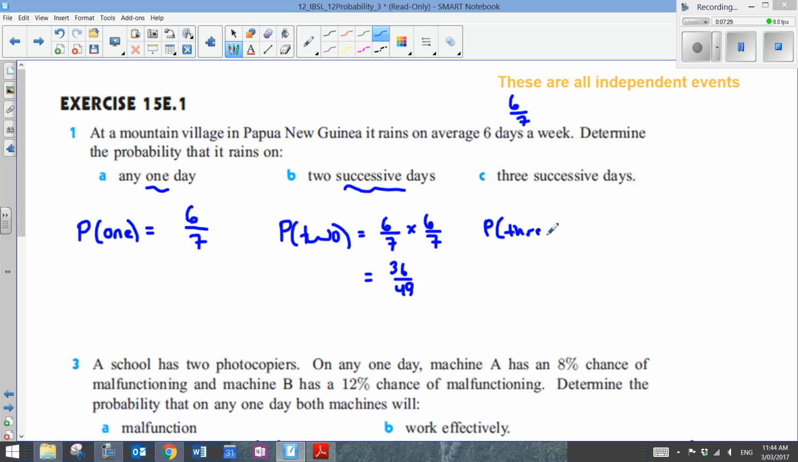and that will continue for 3 successive days. Again, our probability is the same for each of those days. So we just wind up taking 6 over 7 times 6 over 7 and 6 over 7, or we could just write 6 over 7 cubed. All right.